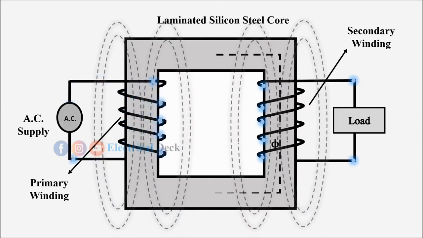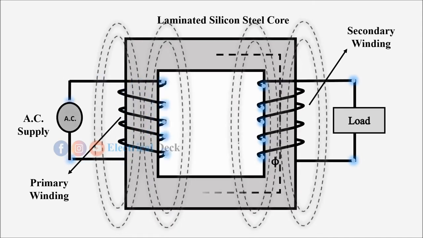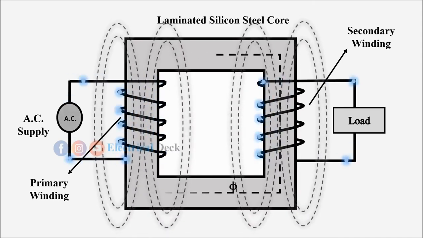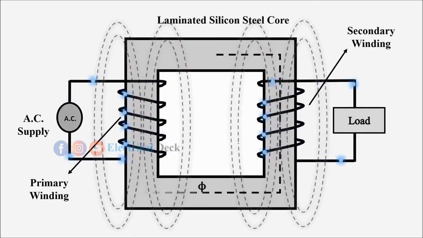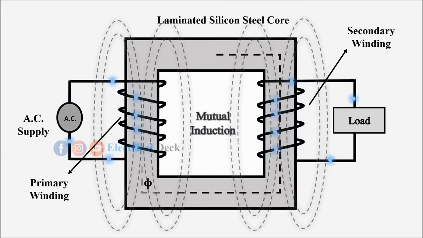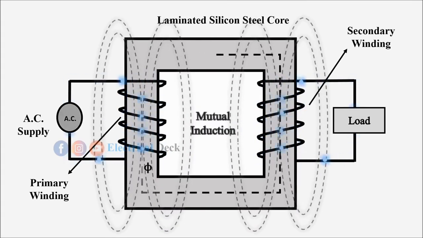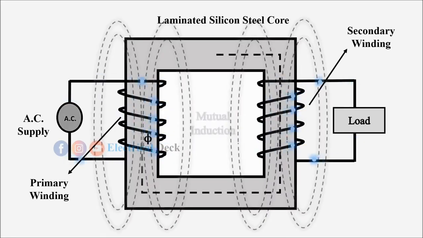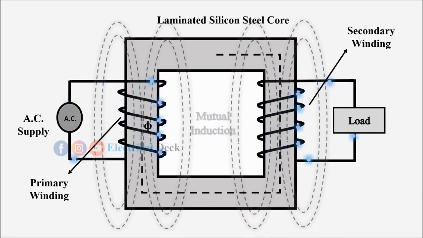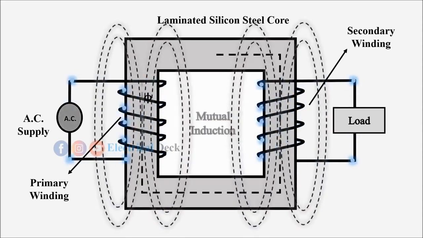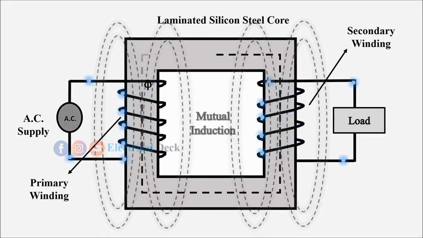Now, as the supply given to the primary winding is alternating, it induces an EMF in the secondary winding. This is due to mutual induction between two coils. The induced EMF in the primary and secondary windings depends upon the rate of change of flux linkage between two windings. Let us see the equation for the amount of EMF induced in the primary and secondary winding.